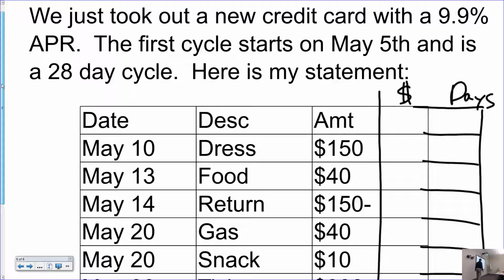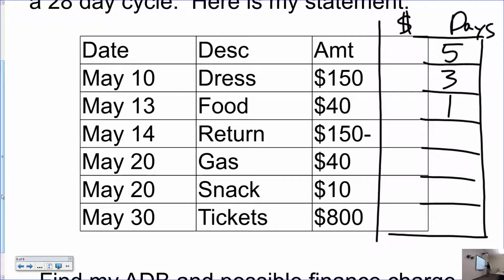What's my first number of days? From the 5th to the 10th. What's 10 minus 5? 5. What's 13 minus 10? What's 14 minus 13? What's 20 minus 14? What's 20 minus 20? What's 30 minus 20? What's my last number?